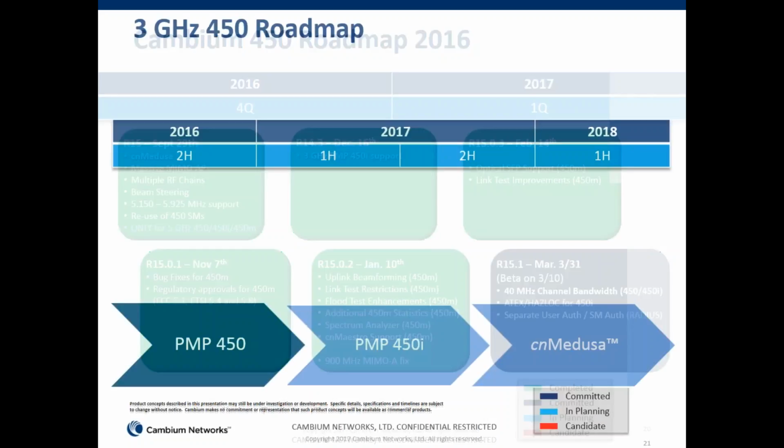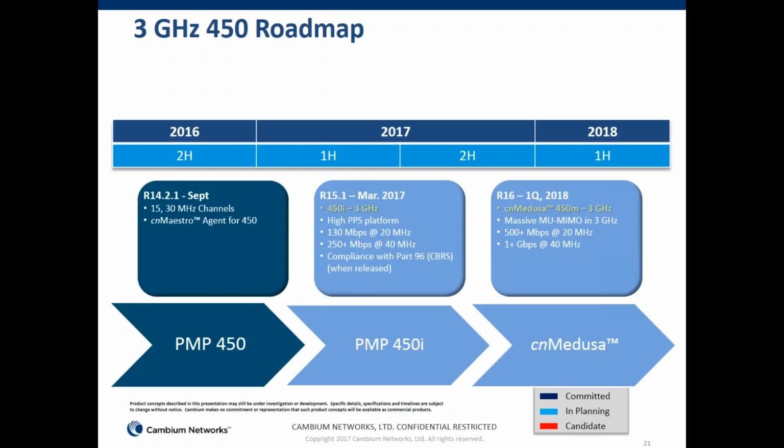So even more throughput. And then for 3 gigahertz, another kind of nugget I want to share with you guys is that early next year, we are committed to producing Medusa on 3 gigahertz as well. So there is a long life and a future for the 3 gigahertz platform of 450. We are planning to replicate what we did on the 5 gigahertz by introducing CN Medusa, the 450M product, in 3 gigahertz as well. So I did want to make sure that you guys know that that's coming in the roadmap. We're hard at work on development of that program as we speak.